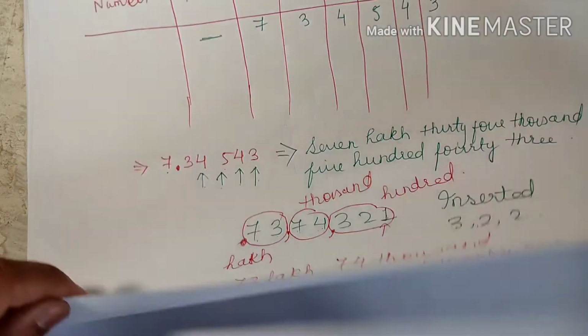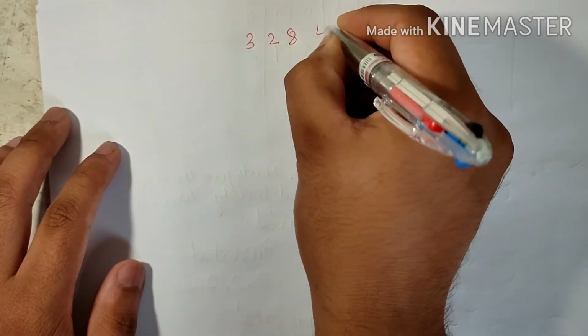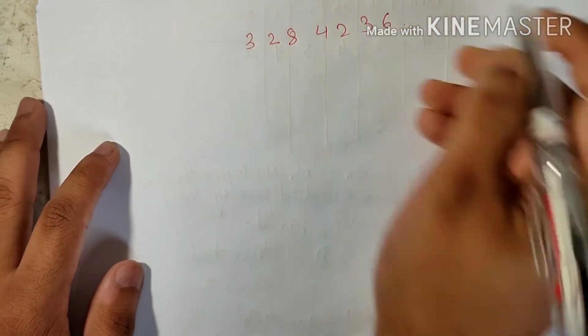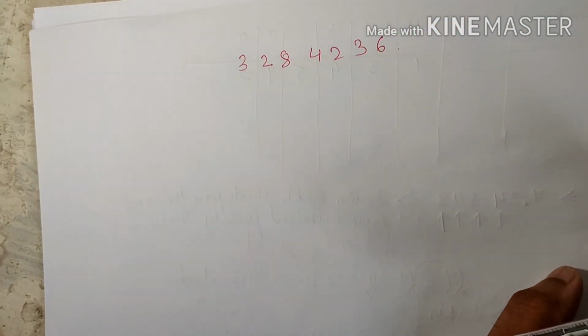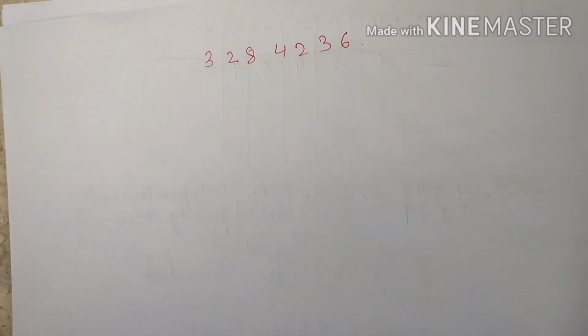Now let's see one more example. If you are given another number, 3, 2, 8, 4, 2, 3, 6. Now you are told to insert commas and write the number in words. How will you do it? Especially for this Indian system. I'm talking about the Indian system here.